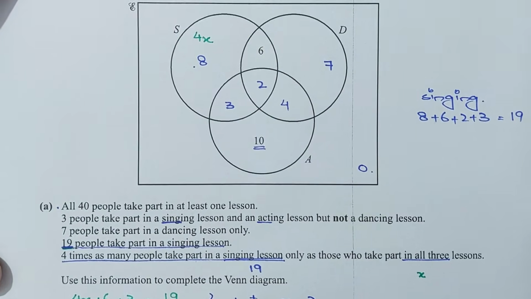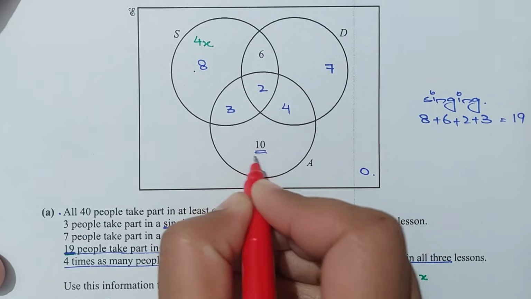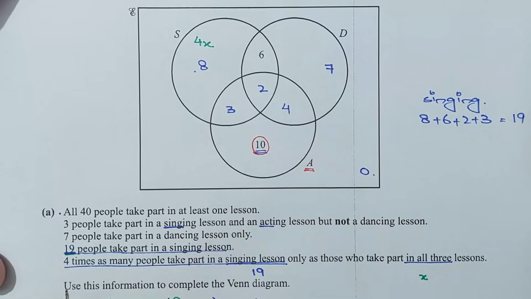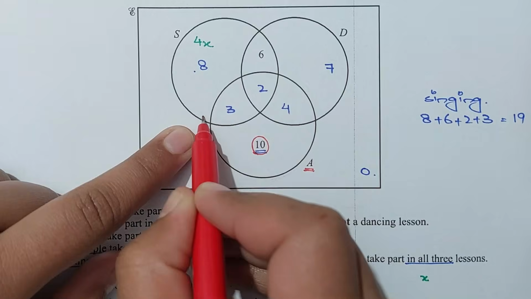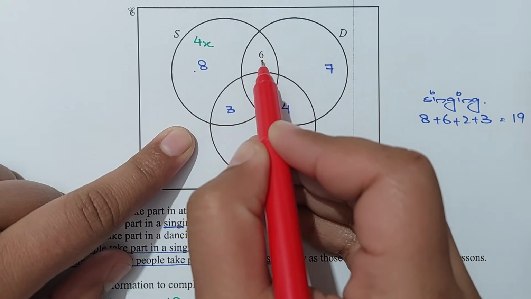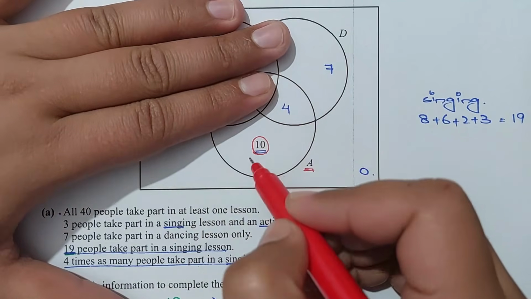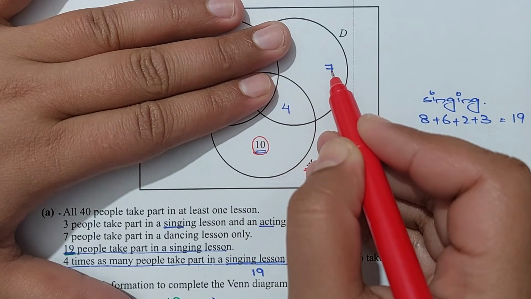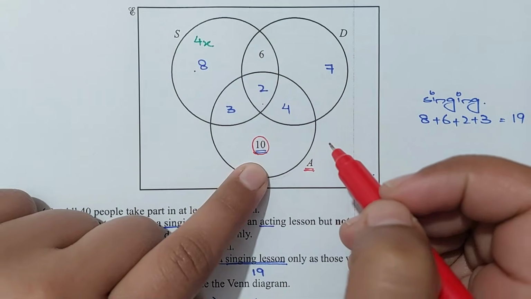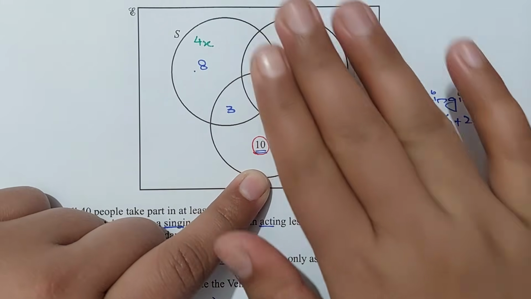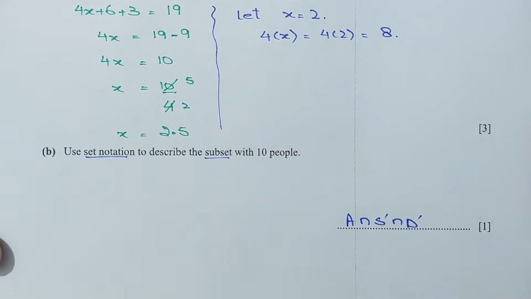Let me show you guys again. So we have to find the 10 people, right? So here we have the 10 people. So this set has A, right? So we have A and its intersection with the set S complement. This is S: 8, 4, 6, 2 and 3. The numbers in S complement, outside of S, are 10, 4 and 7, right? A in S complement is 10, and this 10 also intersects with D complement, that is outer, right? So this is also 10. So that is a subset in set notation.